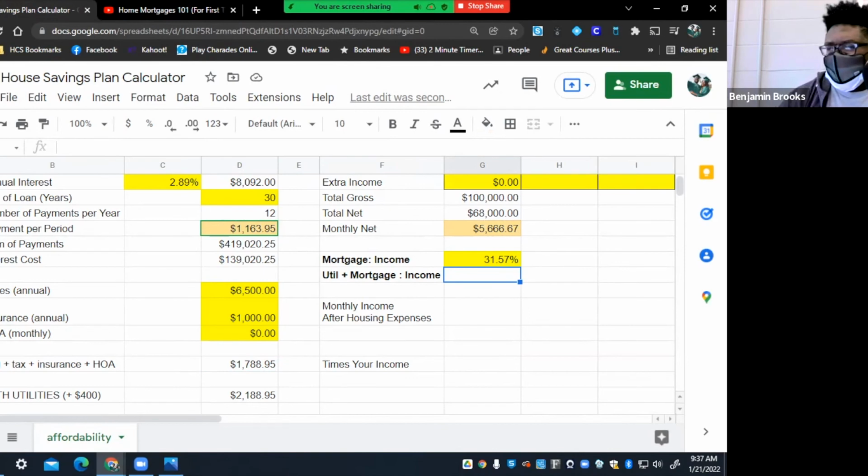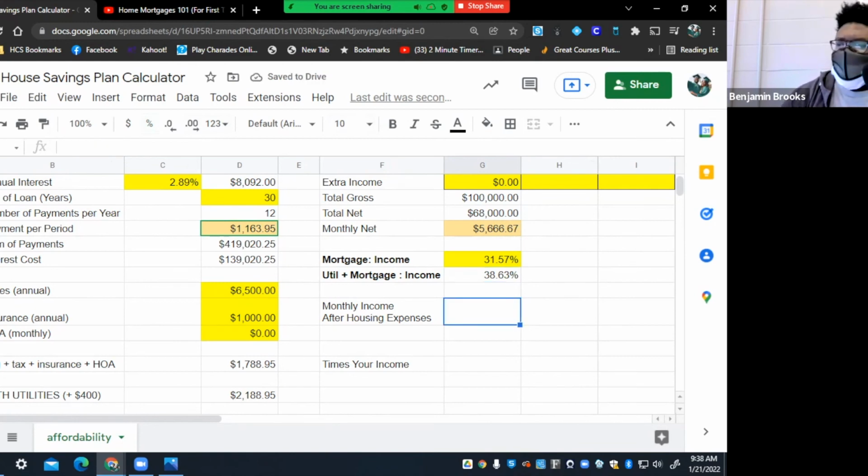And then this one would be the utilities plus. So if you're doing utilities plus, we're going to do the exact same thing. We're going to hit equals this one instead divided by your monthly net income. And once again, we're going to turn this into a percentage.